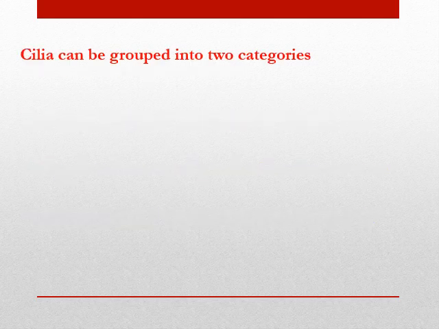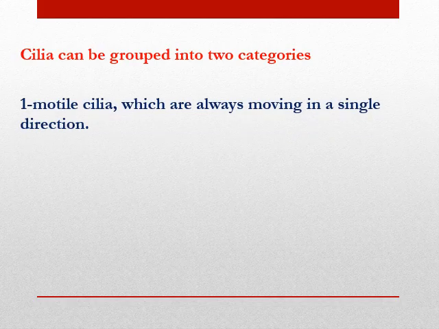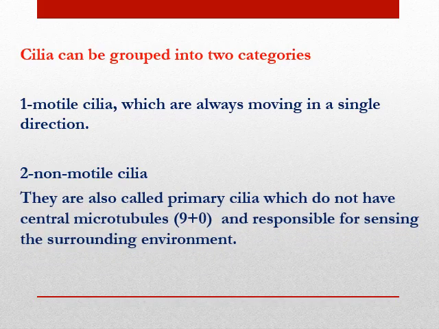Cilia can be grouped into two categories, motile and non-motile cilia. The motile cilia are always moving in a single direction and found together on cells, which coordinate their movements to be most effective, making up for their small size. And then the non-motile cilia, which are also called the primary cilia. They do not have a central microtubule and are responsible for sensing the surrounding environment.